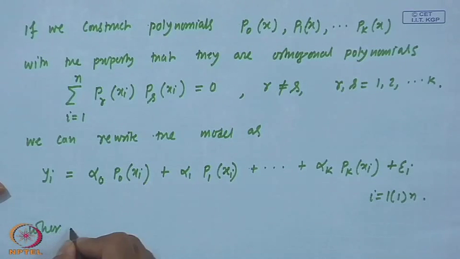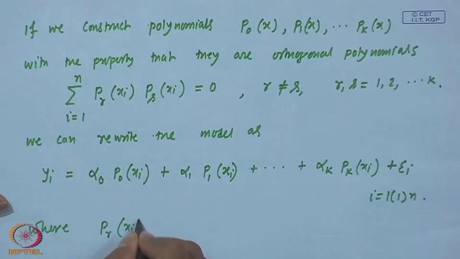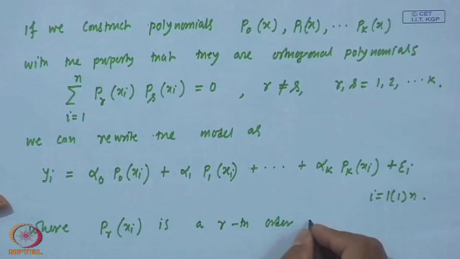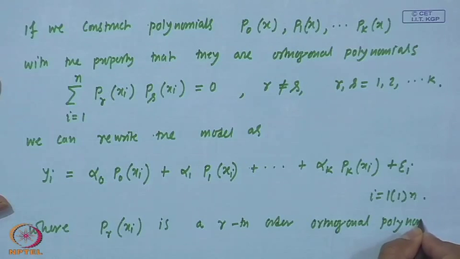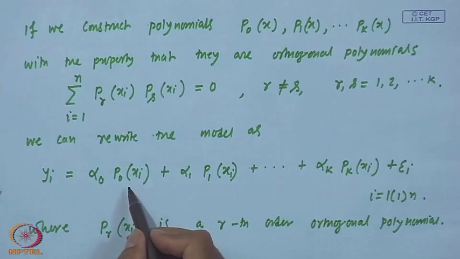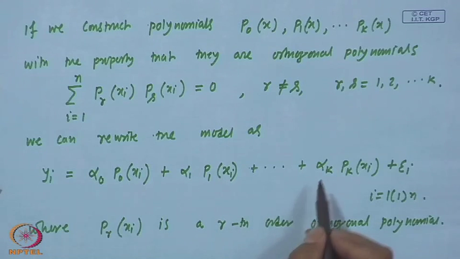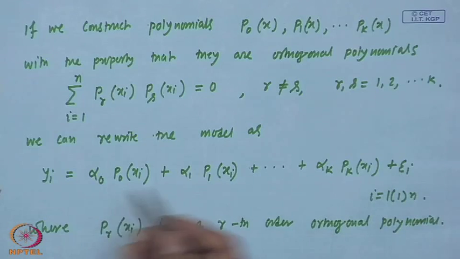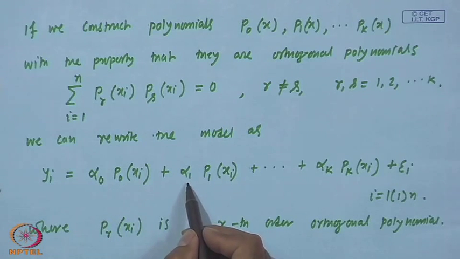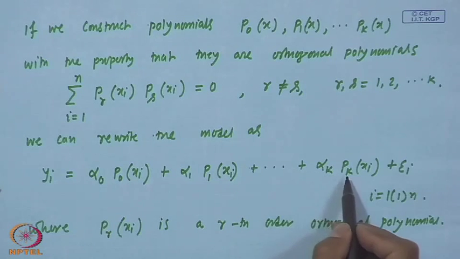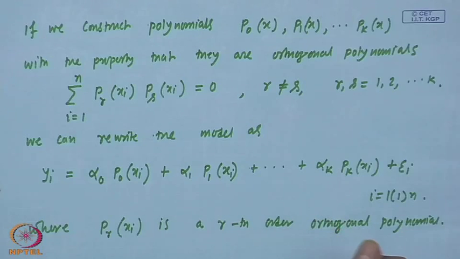Where P r x i is an rth order orthogonal polynomial. So instead of fitting the model alpha naught plus alpha 1 x plus alpha 2 x square plus alpha k x to the power of k plus epsilon, we are fitting a model alpha naught P naught x i plus alpha 1 P 1 x i plus alpha k P k x i. These are equivalent problems, and these are orthogonal polynomials.